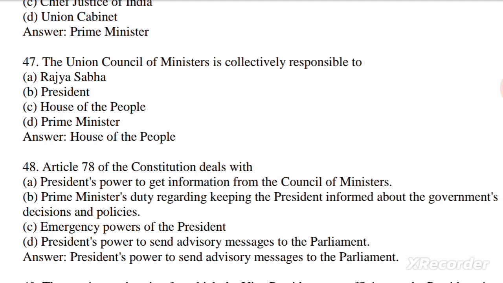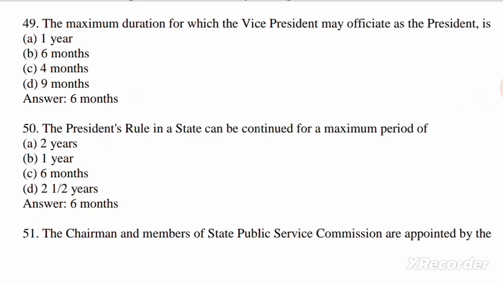47. The Union Council of Ministers is collectively responsible to House of the People. 48. Article 78 of the Constitution deals with President's power to send advisory message to the Parliament. 49. The maximum duration for which the Vice President may officiate as the President is 6 months. 50. The President's rule in a state can be continued for a maximum period of 6 months.